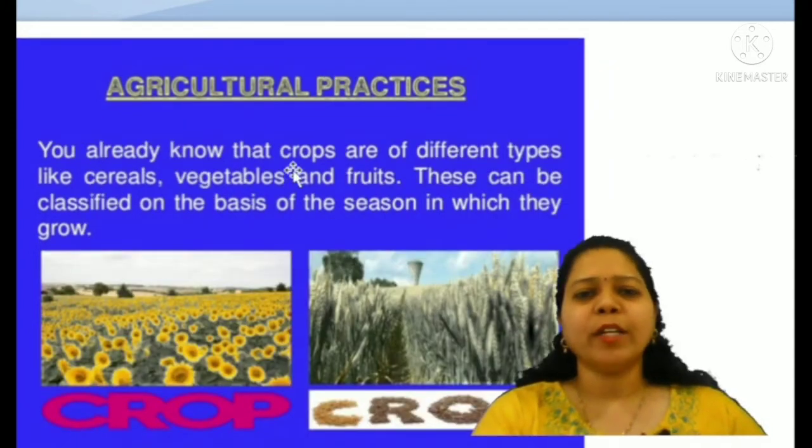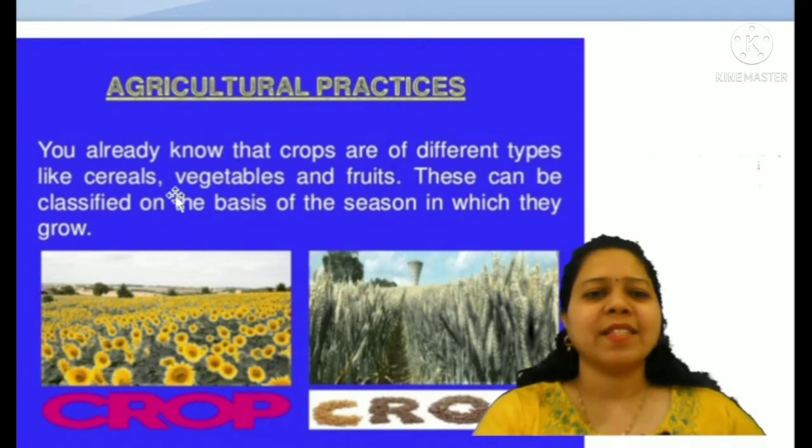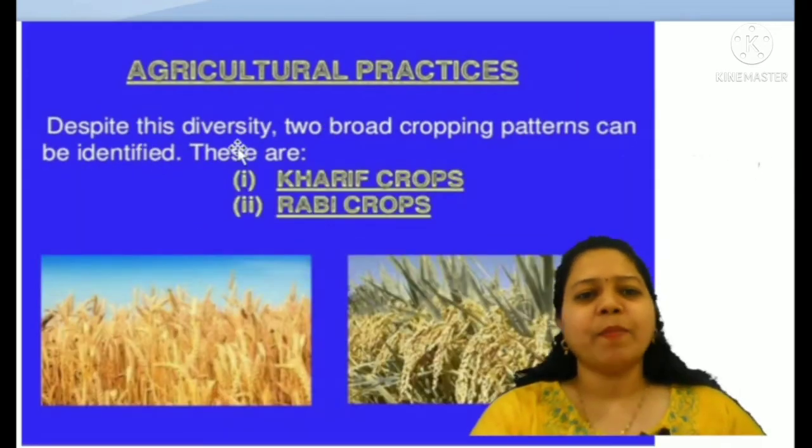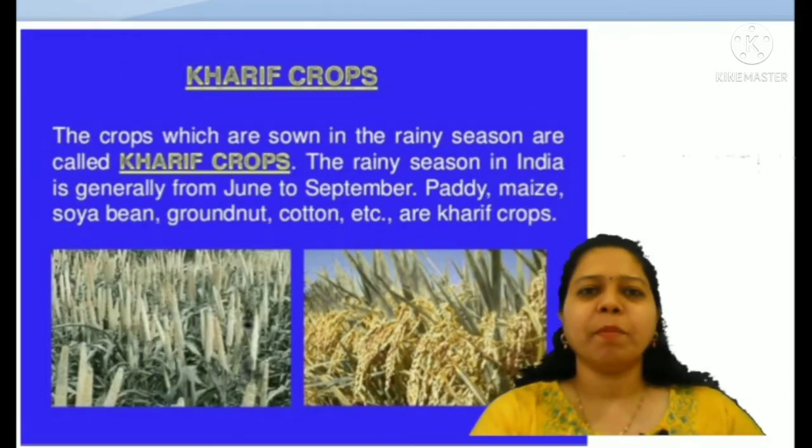You already know that crops are of different types, like cereals, vegetables, fruits. They can be classified on the basis of the season in which they grow. On the basis of season means in which season we are growing which plant. Despite this diversity, two broad cropping patterns can be identified. These are kharif crops and rabi crops. In detail, we'll see what is meant by kharif crops.